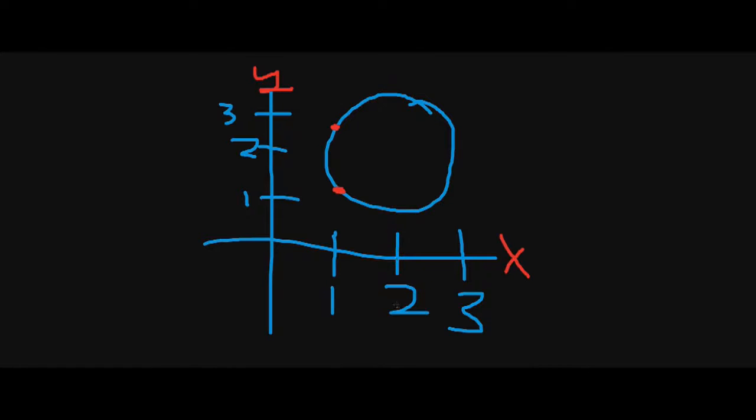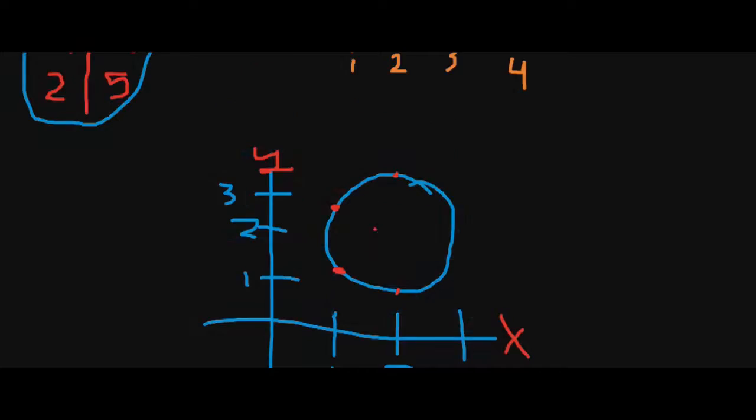It's similarly right here. When our input is 2, we have an output at 1 and we have an output at what looks to be like 3.5. Because our input 2 has more than one output, it is no longer a function. All right? So this is another example of something that is not a function in a graph.